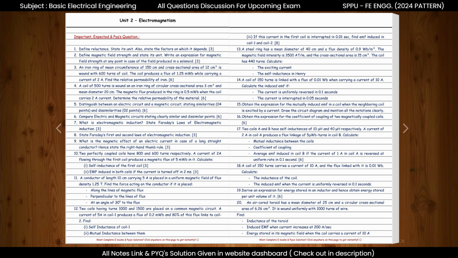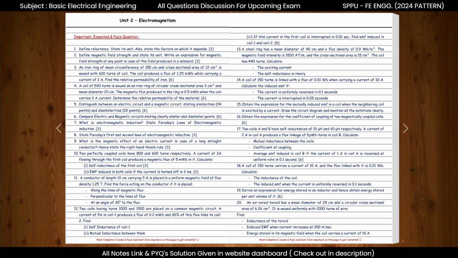Alright, let's move on to our next important topic, mutually induced EMF expression. From this topic, we can expect questions such as, obtain the expression for the mutually induced EMF in a coil when the neighboring coil is excited by a current, and describe the circuit diagram with notations. We explain that mutually induced EMF is produced when the magnetic field created by one coil links with another coil.